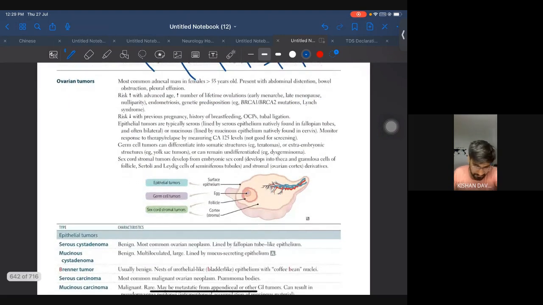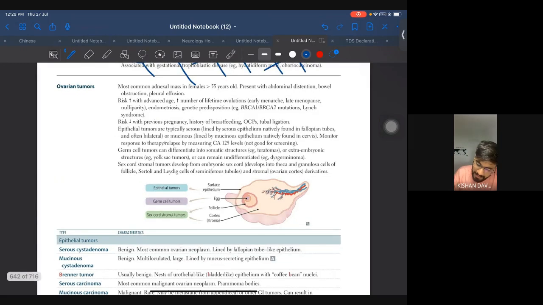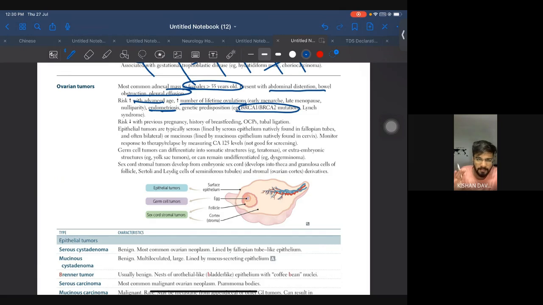Ovarian tumors. In ovarian tumors there are two types: epithelial tumors and germ cell neoplasm. Let's see. Most common adnexal mass in females greater than 55 years of age. Abdominal distension, bowel obstruction, pleural effusion, everything can occur, as it is a tumor. Risk factors: advanced age, number of lifetime ovulations, endometriosis, and BRCA, all these things will be there. Risk decreases with previous pregnancy, history of breastfeeding, OCPs, and tubal ligation. This is important.